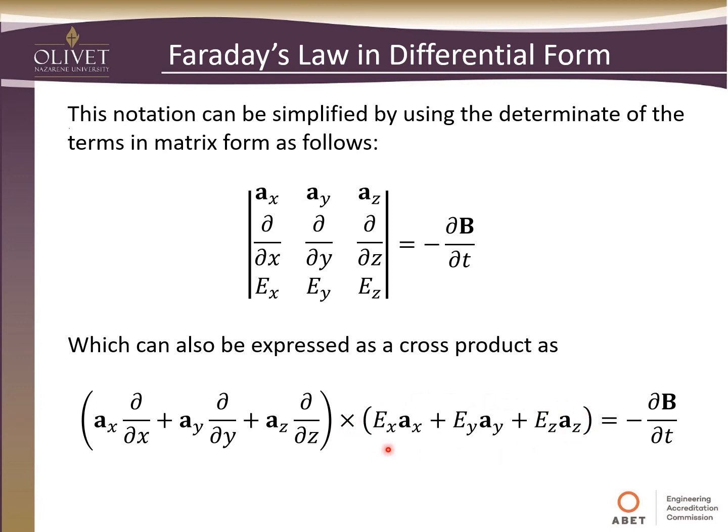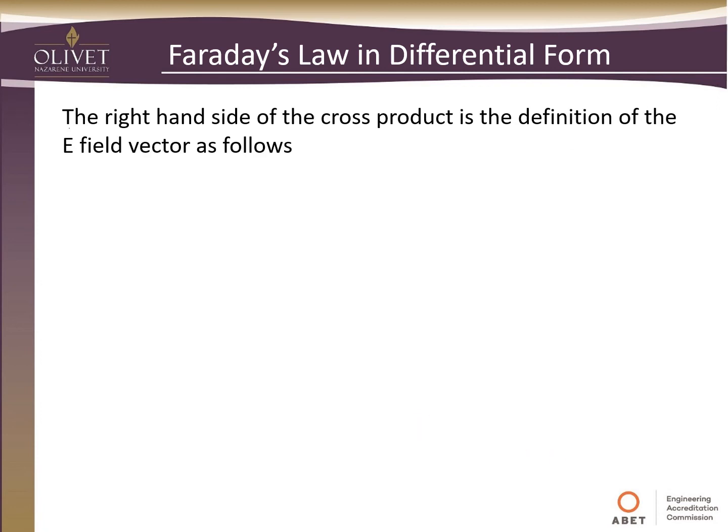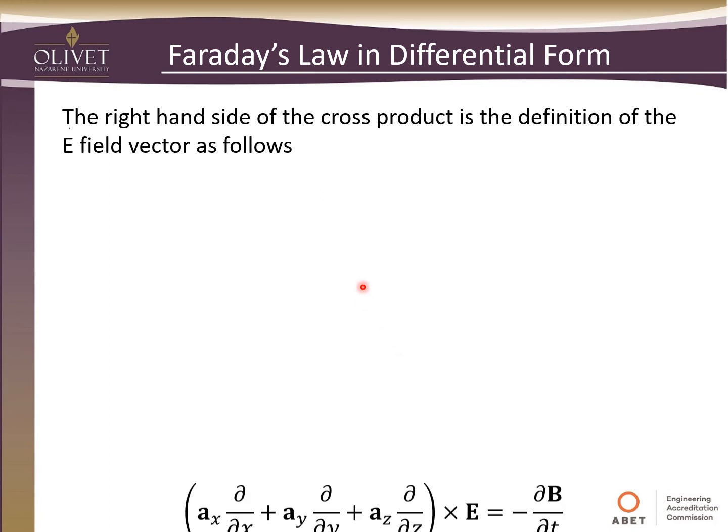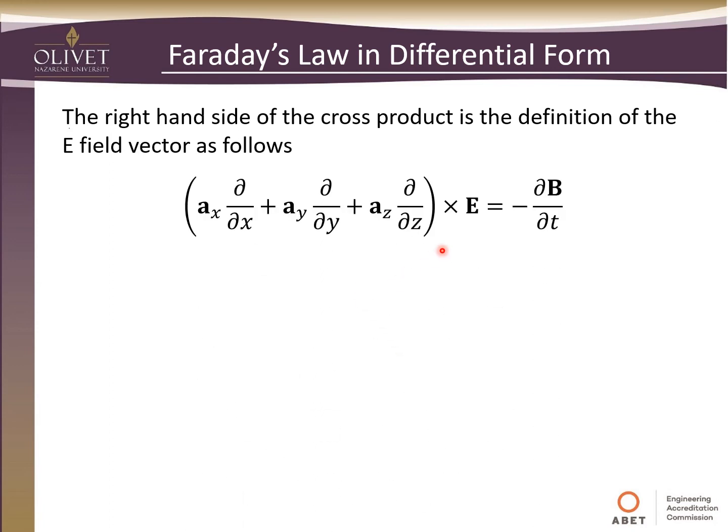Well, hopefully you see that it's the Ex in the x direction, the Ey in the y direction, and the Ez component in the z direction. So this is basically just the definition of the electric field intensity vector, or E. So that's just that vector. So the right-hand side of the cross product then is the definition of the E field vector, so we can rewrite it at least like this. So this looks a lot better, right? So now we have all of this crossed with the E vector, or the electric field vector.